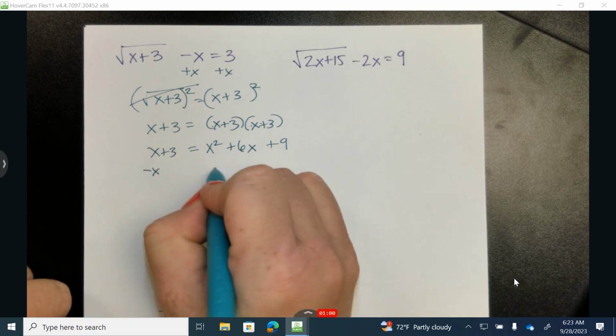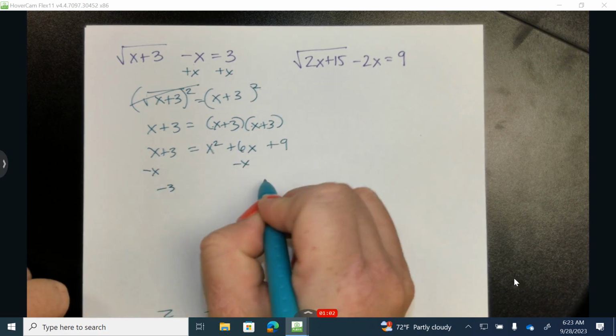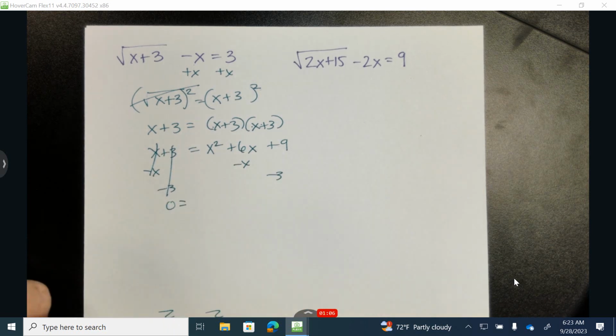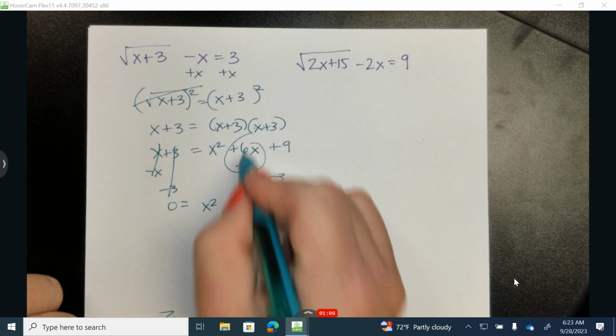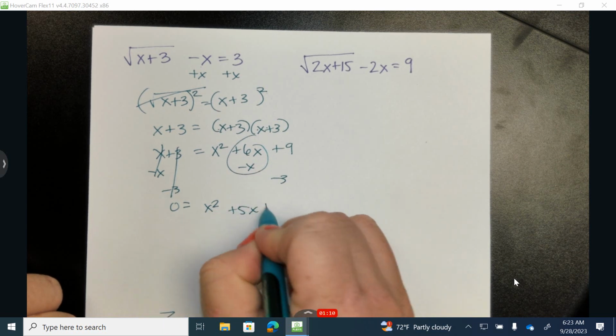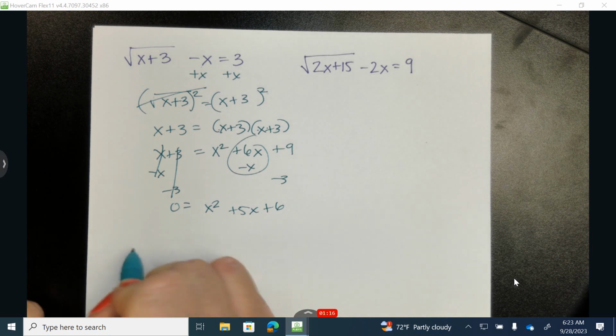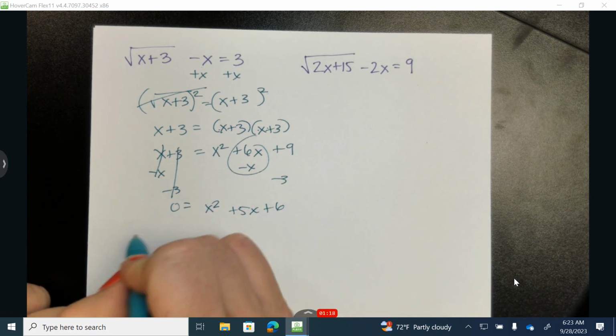Let's move everything to the side that contains the x squared. So in this case, I'm going to move everything over to the right-hand side. Combining like terms, I get x squared plus 5x plus 6. And now we can either use factoring, which doesn't always work, or the quadratic formula, which is guaranteed to work, in order to solve for x.